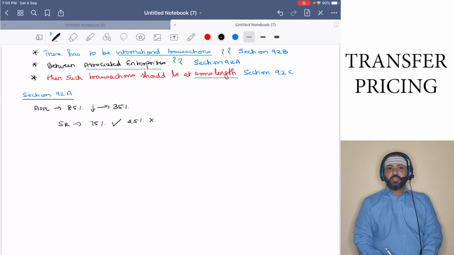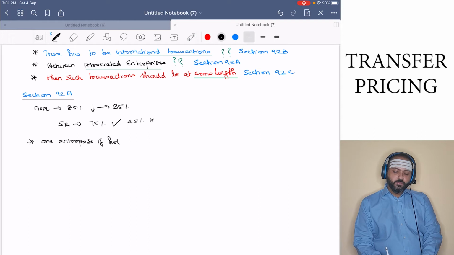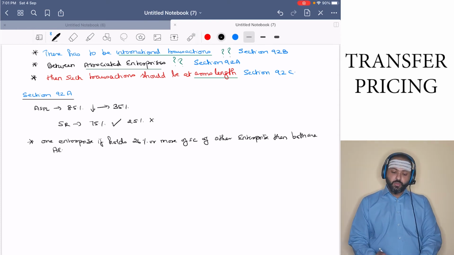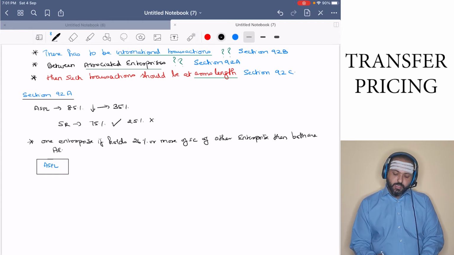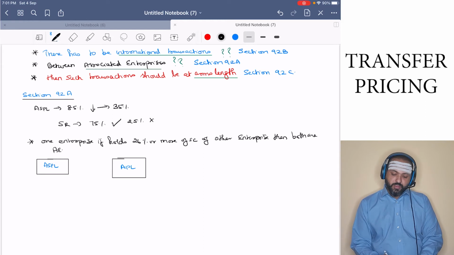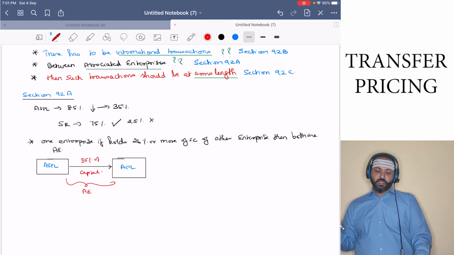So the department came with the next amendment. What was that? One enterprise, if holds 26% or more of share capital of other enterprise, then both are AEs, associated enterprises. So what are they trying to tell? This is ASPL, and this is AIPL. ASPL holds 35%. Holds how much? 35% of capital. So what are these two? These two are associated enterprises.